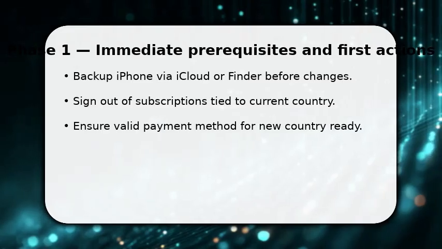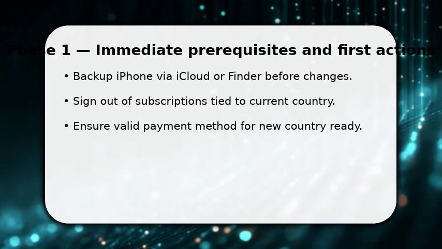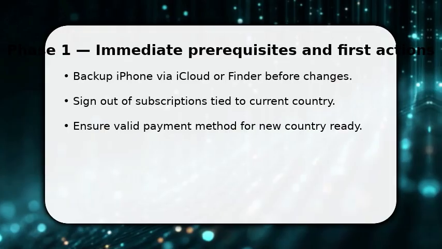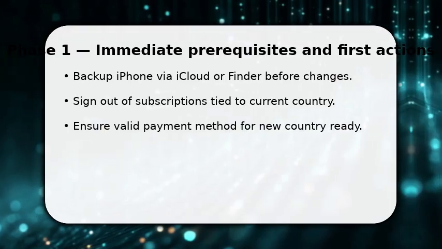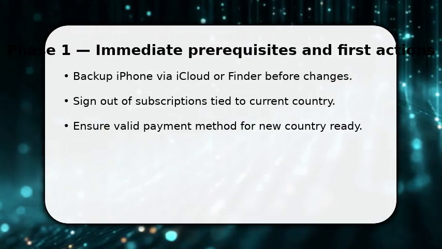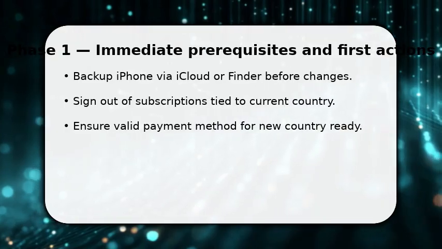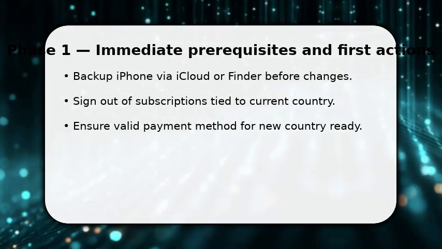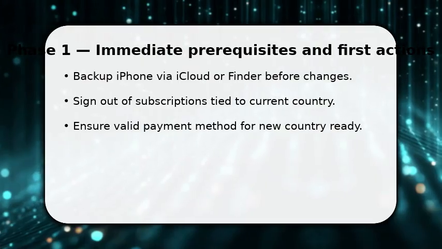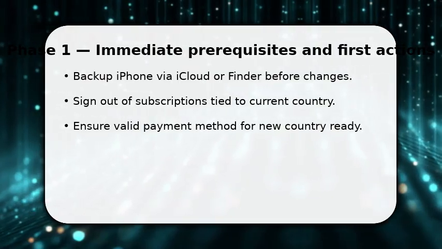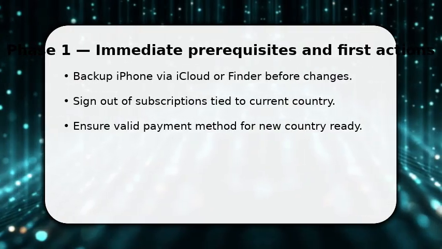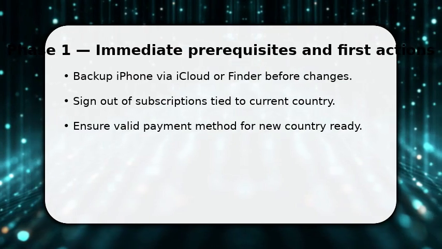You'll begin by verifying prerequisites. You need a backup and a payment method that works in the destination country. Open Settings, tap your name, and choose Media and Purchases. Sign out if required. Once signed out, go back to Settings, General, Language and Region to start changing your region. You do this now because App Store and billing rely on region data. Changing it later without preparing can lock purchases or subscriptions, so make sure these early steps are completed.